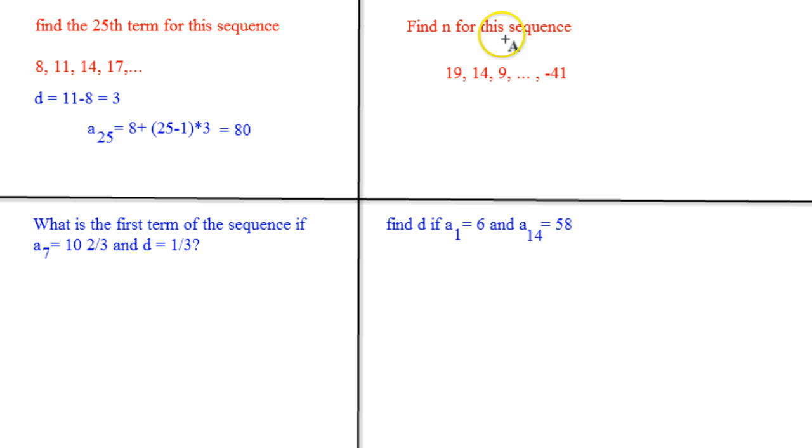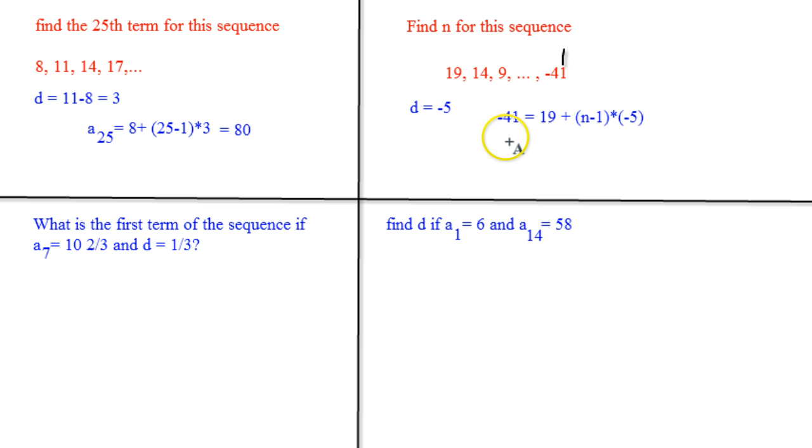Okay. Now find the n for this sequence. If you notice, I started at 19, 14, 9, and go all the way down to negative 41. So we don't know n in this situation. But we do know the common difference is going to be negative 5. So that's pretty simple. What I do is I replace everything, and this is actually going to be my a sub n. So negative 41 is equal to 19 plus parentheses n minus 1 times negative 5.